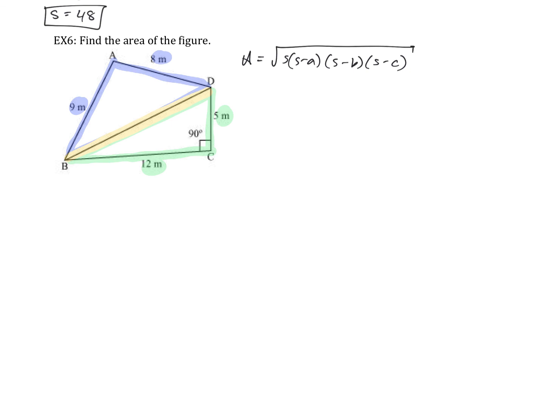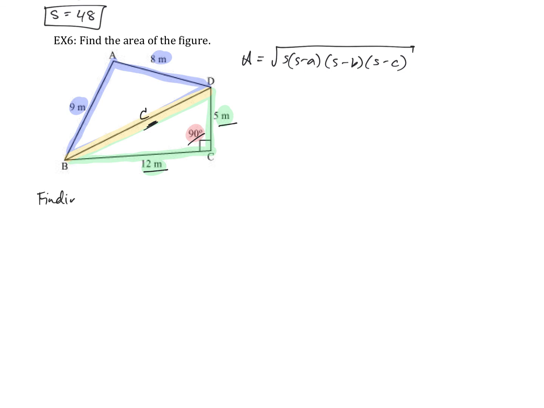Does that sound familiar? We have two sides and an angle, and we need to find one side. That should bring to mind the law of cosines. That's when you're given a side, an angle, and a side, and you need to find the other one. Let's go ahead and use the law of cosines to find this side. And I'll call this one C.